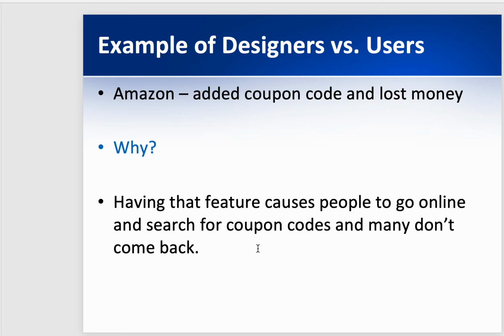So Amazon added a coupon code and lost money. Why did they lose money? Without watching users, you'd think it's great to have a coupon code. But when they watched the users, they realized that having that feature made people leave the tab, go to another tab, and search for coupon codes, and then not come back. Once people leave a site, they don't necessarily come back.